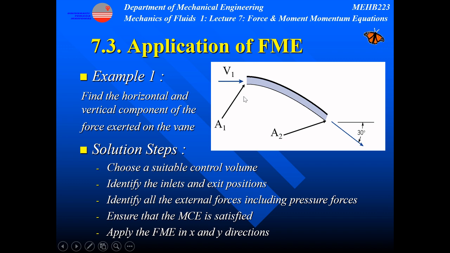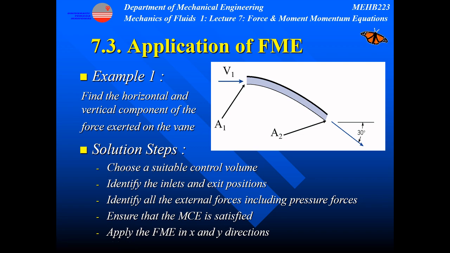So in this diagram, we have a vane. The fluid flows on the vane, which is open. We want to find the horizontal and vertical components of the force exerted on the vane. Before that, the first step that you need to follow is to choose a suitable control volume.